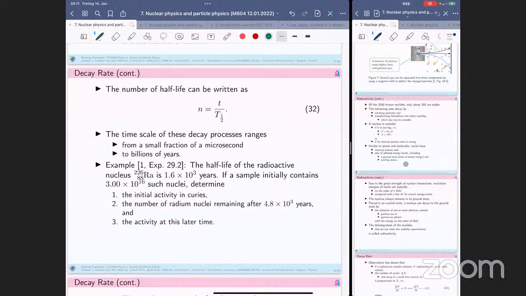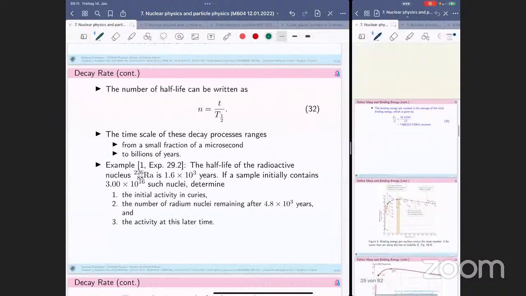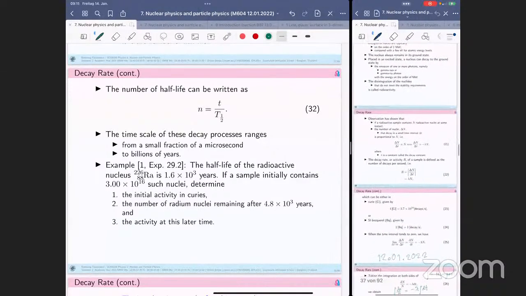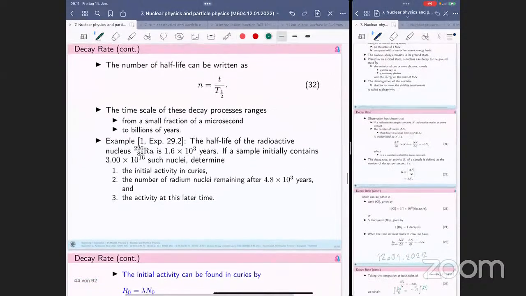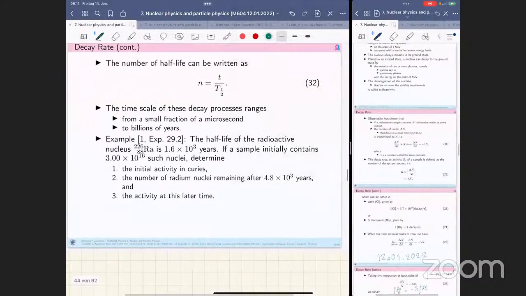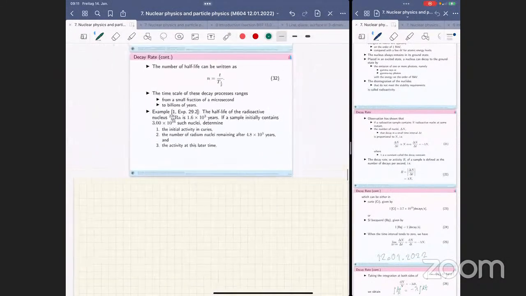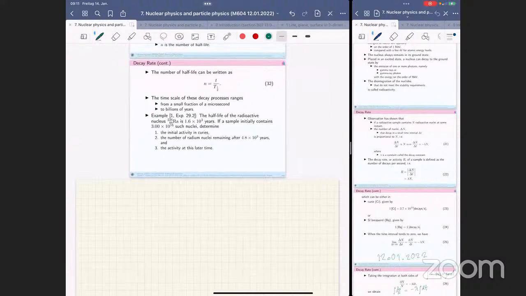Okay, the activity is the decay rate. Actually, what they want to find is R, right? In absolute value, it's delta N by delta T. Okay, the decay rate is something like that, and it is equal to lambda times N, right?